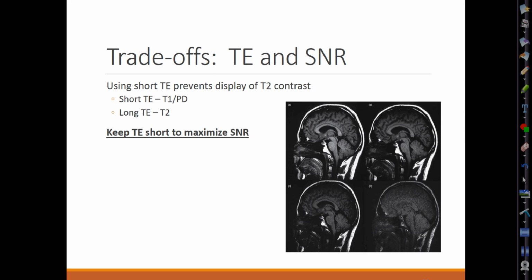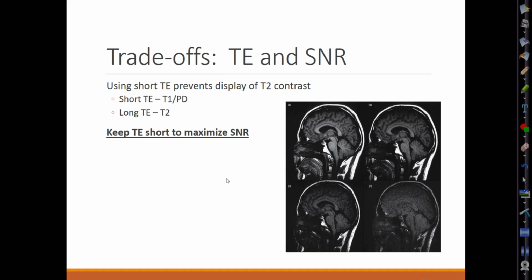Using a really short TE prevents display of T2 contrast. That's why there's going to be more T1 or proton density weighted images. A long TE is going to give you that T2 weighting. So we want to keep TE short to maximize our signal.